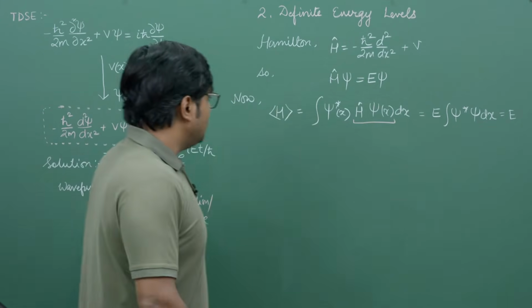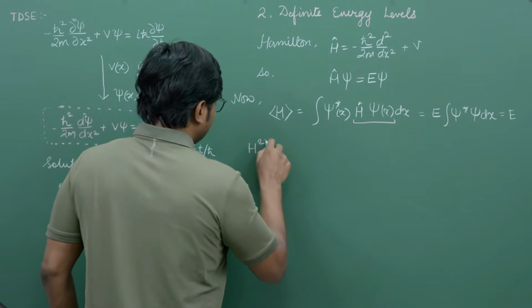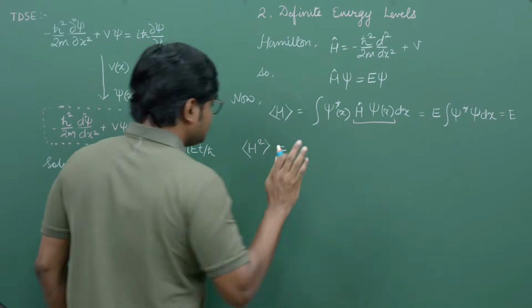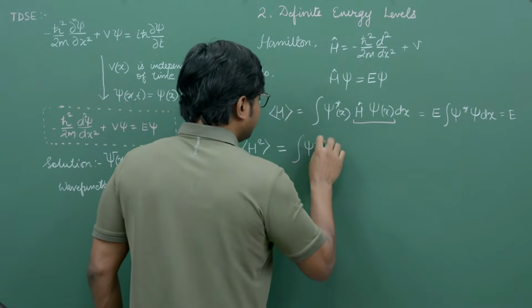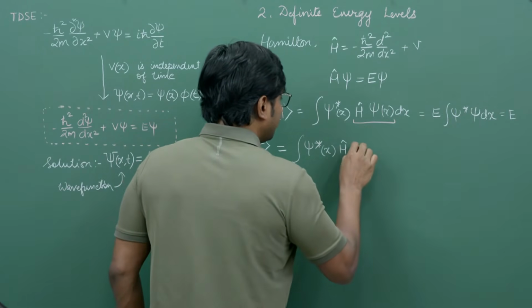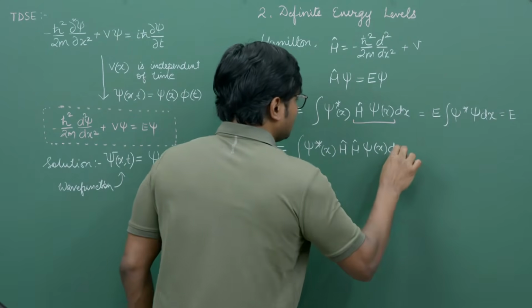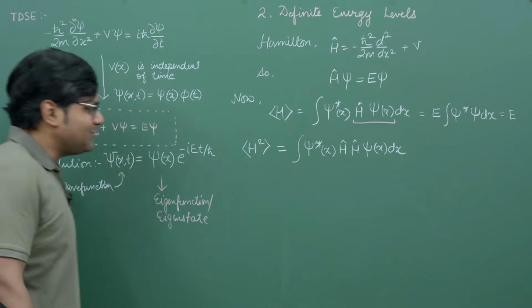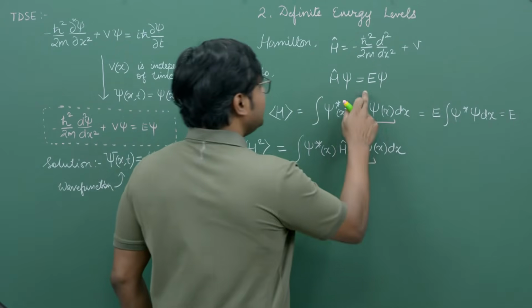Okay, fine. Now let's take a look at H squared. Why I'm taking H squared, I'm just going to come to that in a moment. Let's just first look at it. Again I find the expectation value of H squared, in which I act H twice onto psi, because that's how we do it. Now what happens when you operate H onto psi? You end up getting E psi.